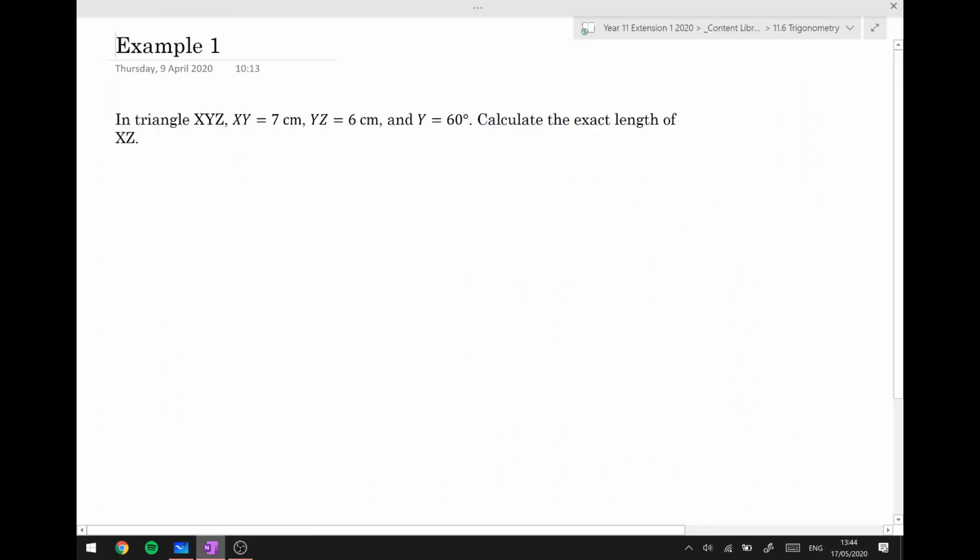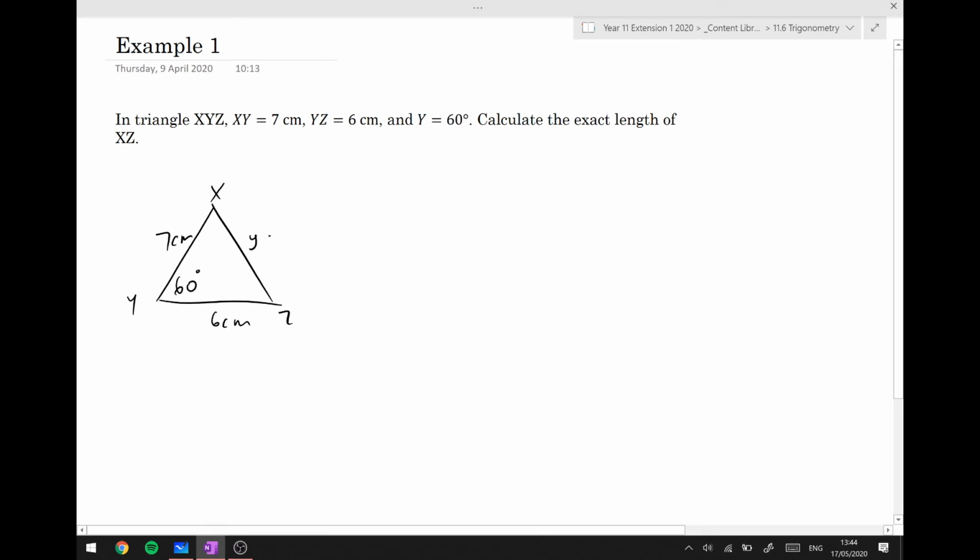So in triangle XYZ, XY is equal to 7 centimeters, YZ is equal to 6 centimeters, and angle Y is equal to 60 degrees. Calculate the length of XZ. Okay, pretty straightforward. So let's draw a picture. We've got X going down to Y, and that is 7 centimeters. We've got Y going to Z, which is 6 centimeters, and we know that Y is 60 degrees. What we're asked to do is find this side here, and we're also asked to find the exact length.